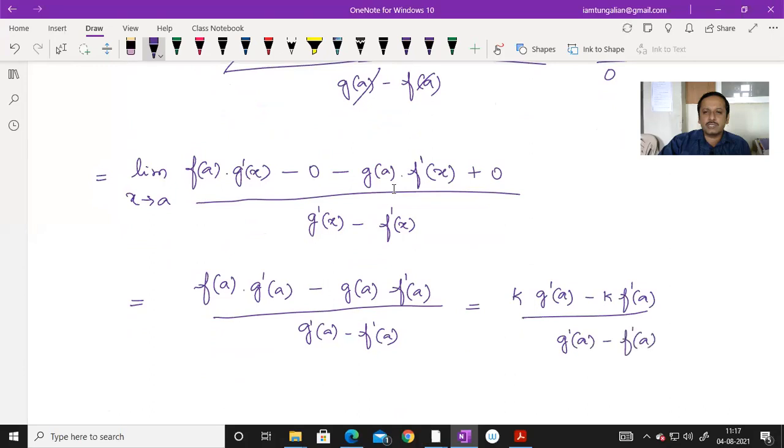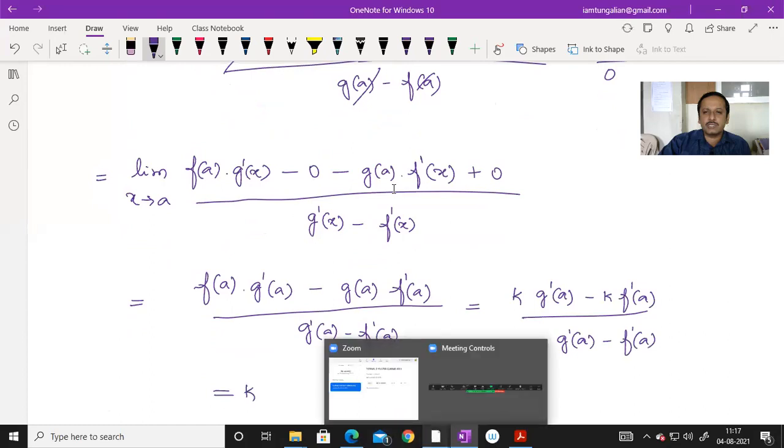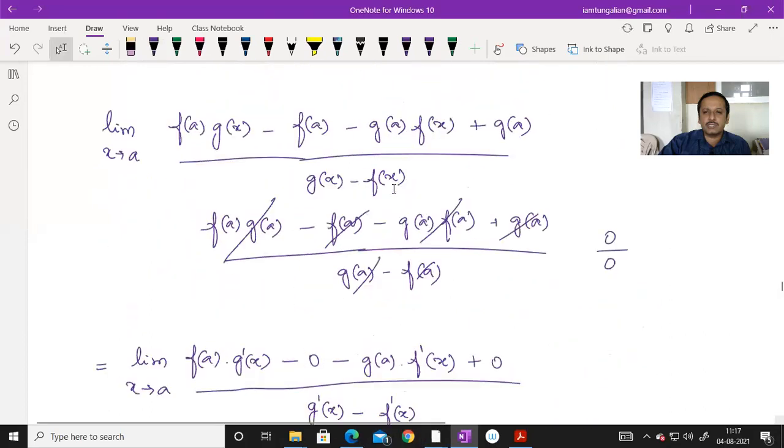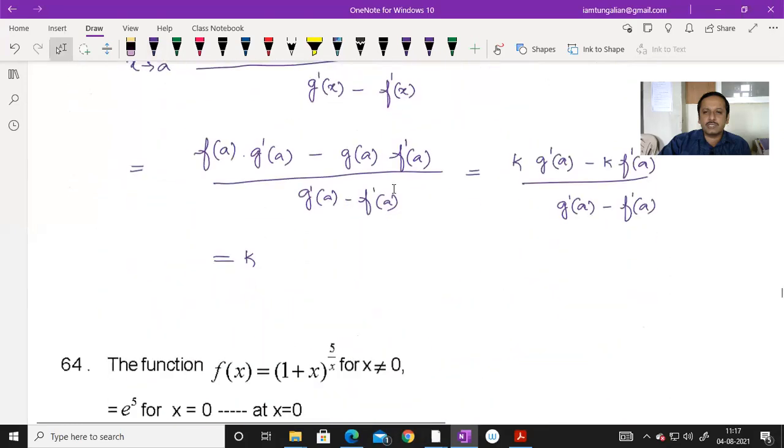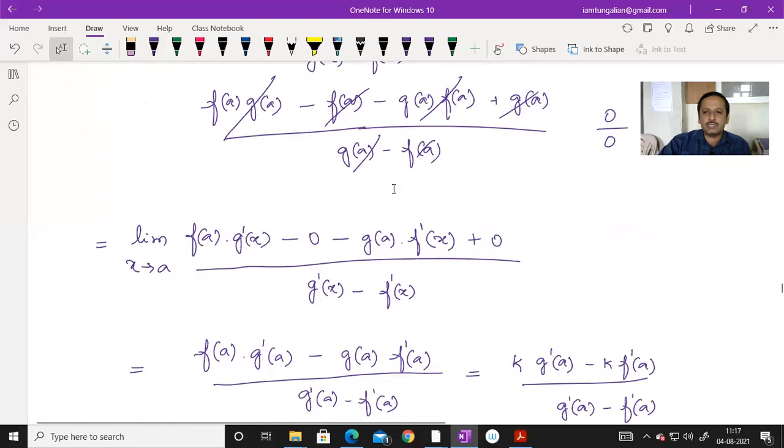So I'll take k. If I take k, what will remain? g dash of a minus f dash of a. So that g dash of a minus f dash of a gets cancelled. k will remain. The value of this limit is equal to k. And what they have given on the RHS is 4, so k must be equal to 4. That is the concept of the option.